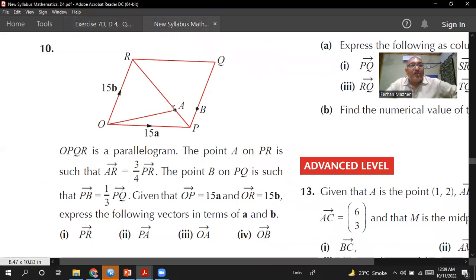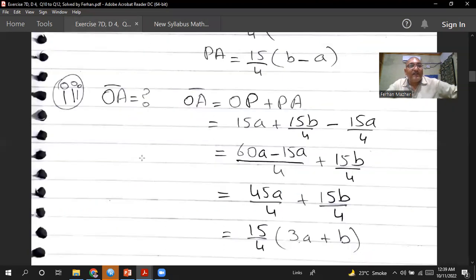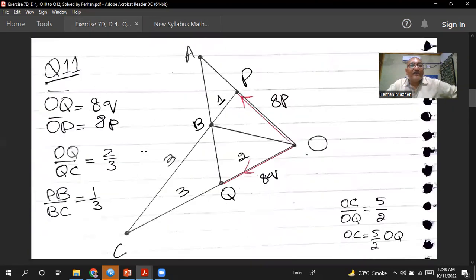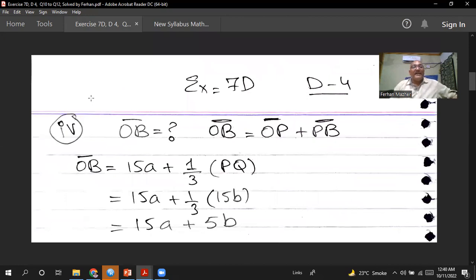Now I want to find out the OB. Okay, O to P, P to B. And I know the ratio here. Okay, so very simple. Let me show you. Okay, this is the part. O to B, that's the question. O to B, I have made the bypass. O to P, P to B. Okay, O to B will be equal to O to P is 15A and PB is 1 by 3 of the PQ.